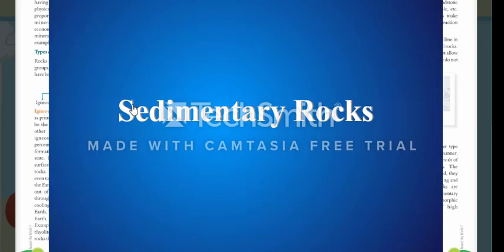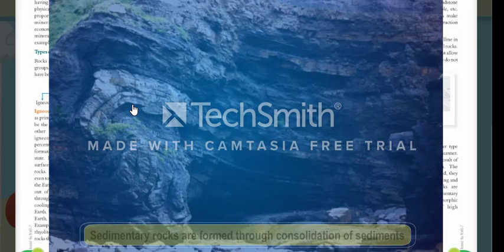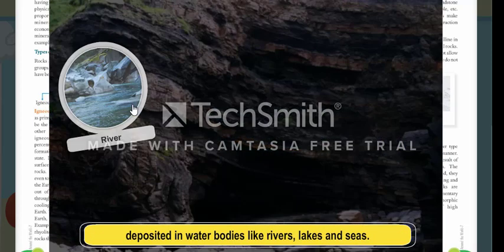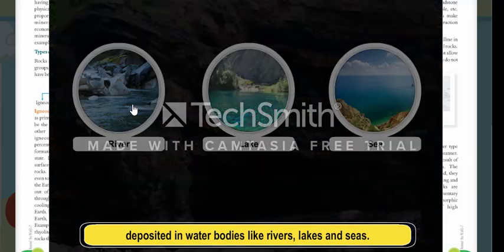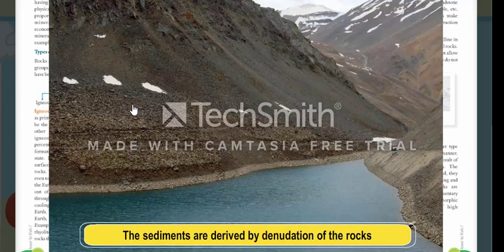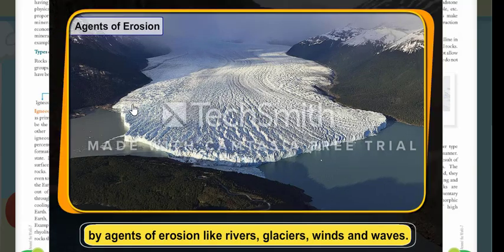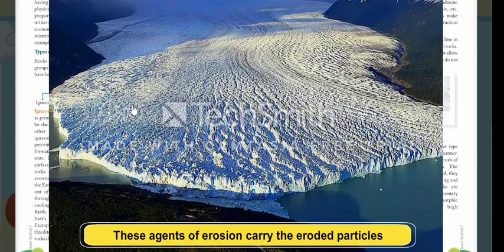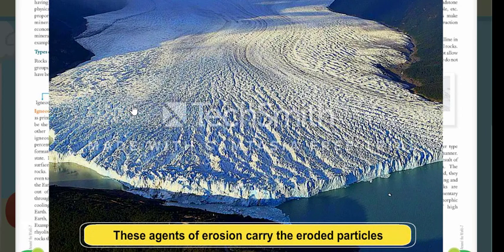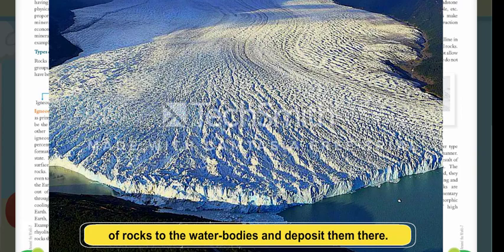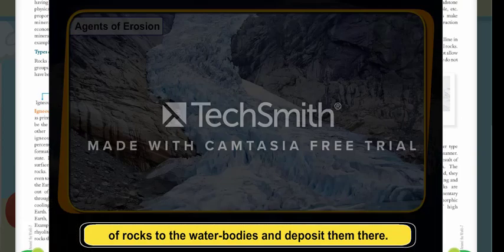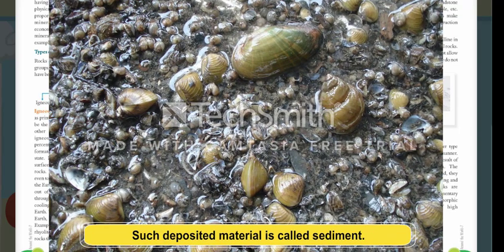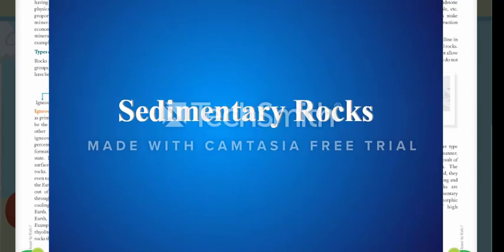Sedimentary rock. Sedimentary rocks are formed through consolidation of sediments deposited in water bodies like rivers, lakes, and seas. The sediments are derived by denudation of the rocks by agents of erosion like rivers, glaciers, winds, and waves. These agents of erosion carry the eroded particles of rocks to the water bodies and deposit them there. Such deposited material is called sediment. Sedimentary rock. Sediment.